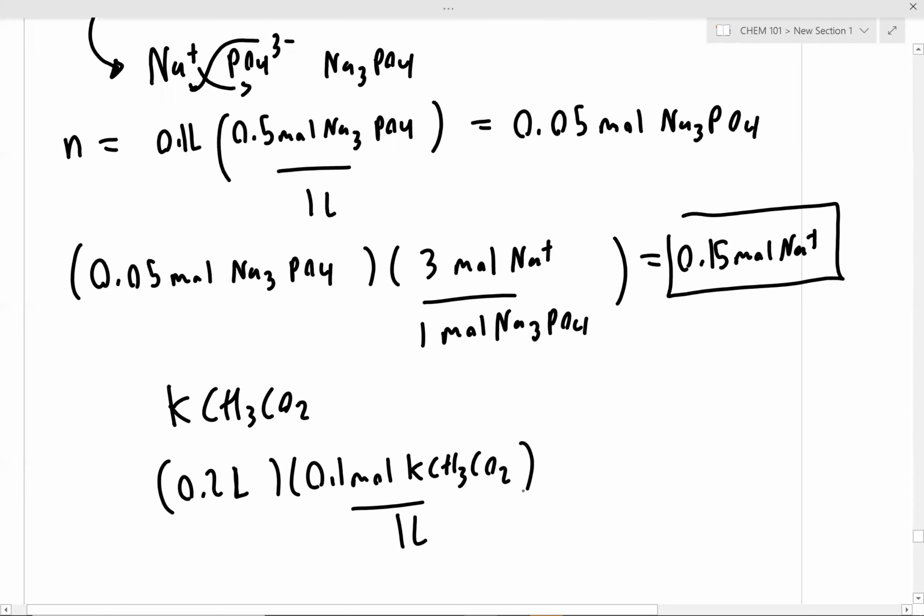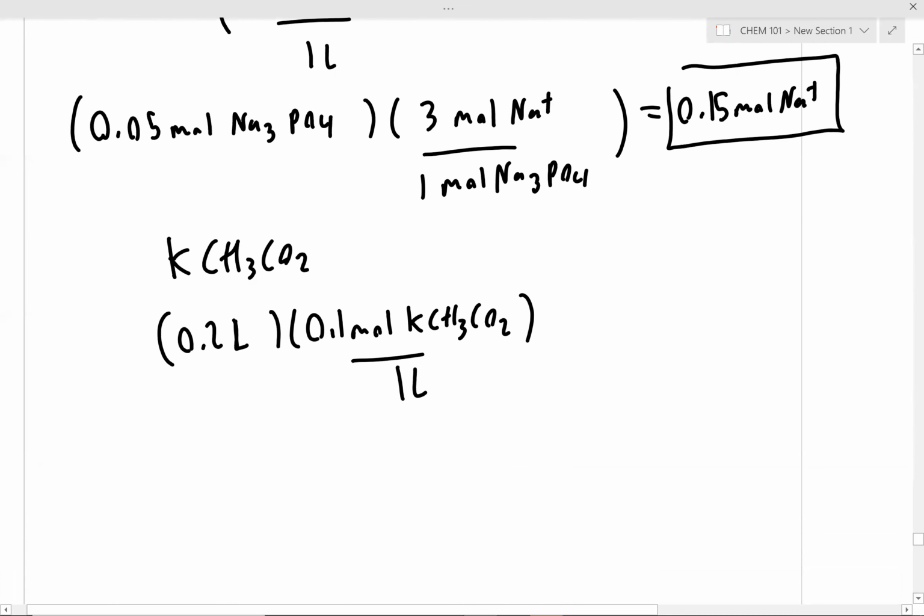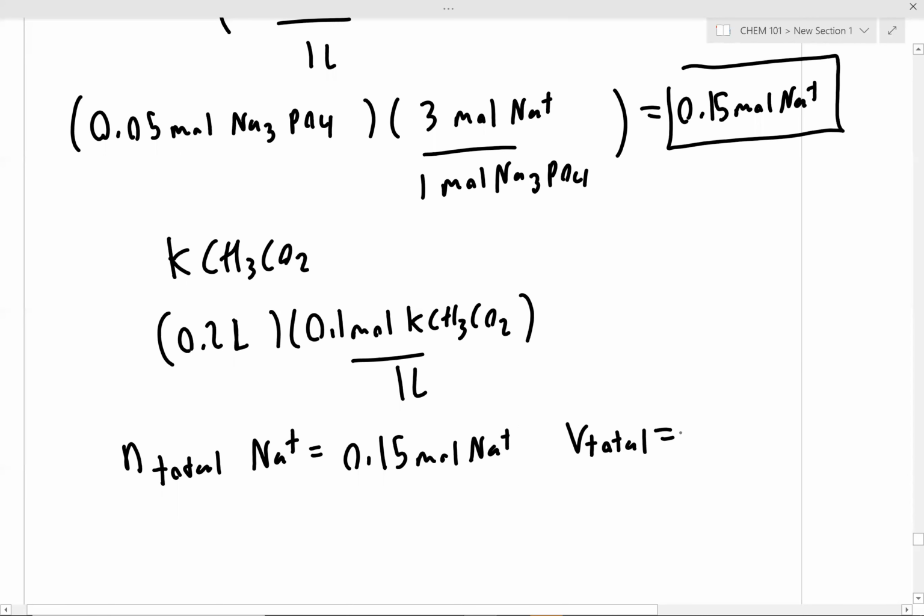Now, is there any sodium ion found in potassium acetate? Do we see any sodium symbol? No. So do we have to go through the step of calculating the moles? Do I have to bother with that if I want to know the concentration of sodium? No, not at all. But what I do need, I have my moles total of sodium plus. I know it's 0.15 moles of sodium plus. Now I need to figure out my total volume.